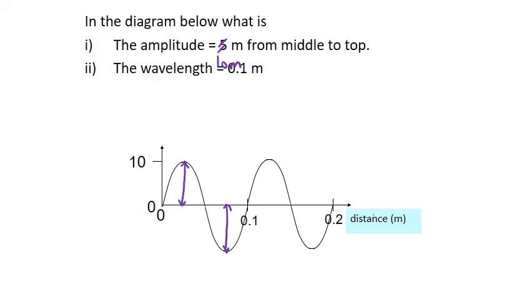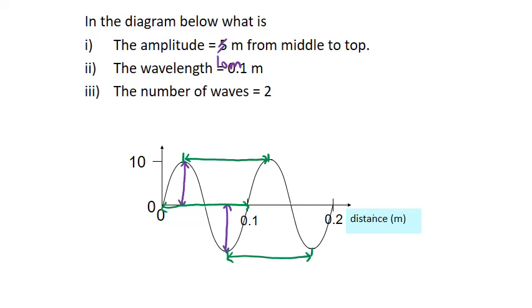What is the wavelength? So the wavelength is the distance of one wave. So in green, a wavelength is from there to there, which is 0.1 meters. Or a wavelength could be from peak to peak, or it could also be from trough to trough. The number of waves in the diagram is 2, one up and down and another up and down, so 2 waves.